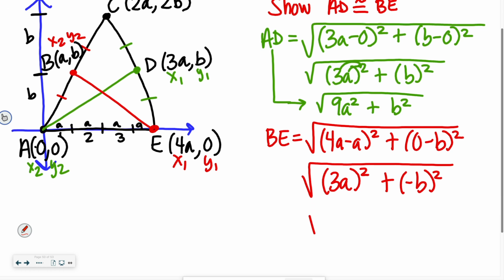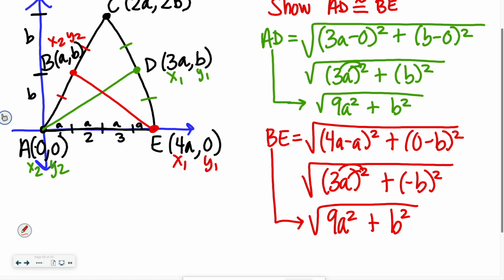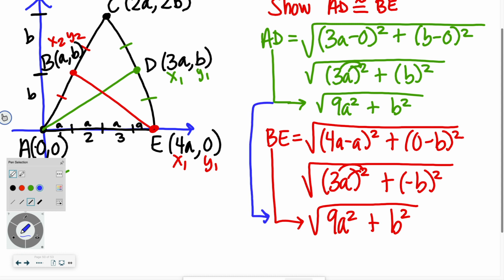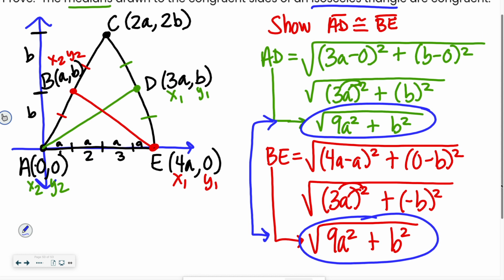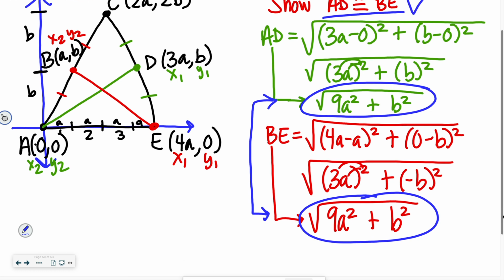Now we're going to square these. Again, distribute your squared. So 3 squared is 9. a squared is just a squared plus. Now negative b squared, that's negative b times negative b, which is b squared. It's a positive b squared. So folks, I'm hoping you're seeing something, right? Did we get the same thing? Heck yeah, we did. This is the same as this. So we did just, in fact, you guys show that AD is congruent to BE because they are the same.